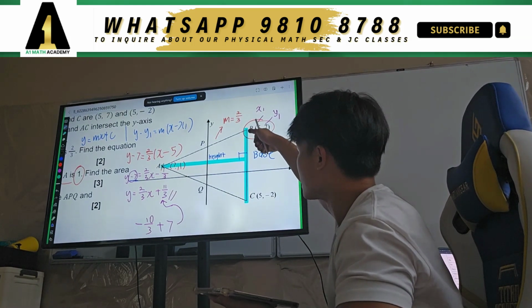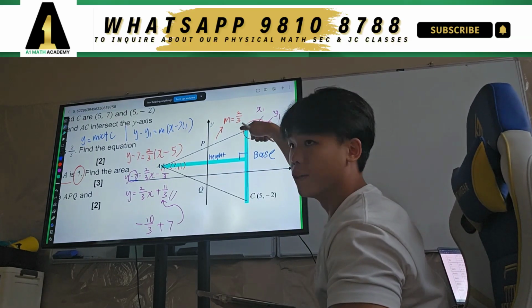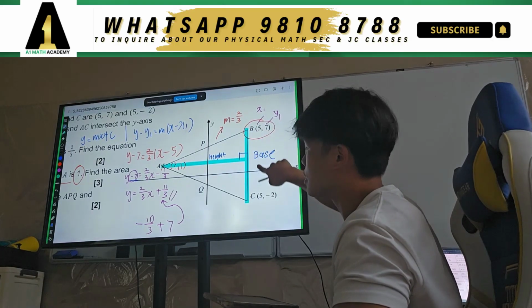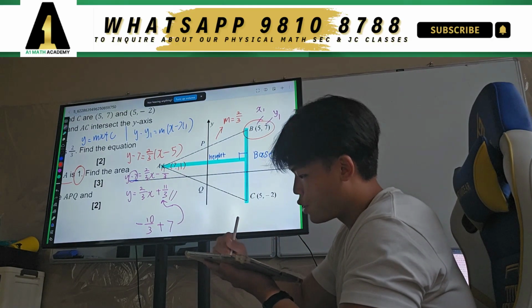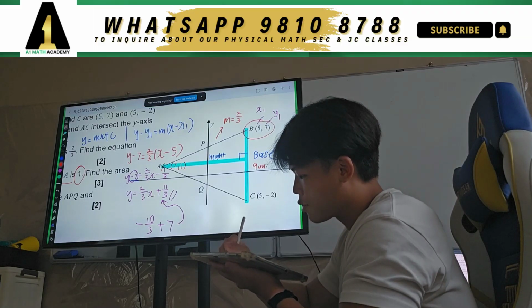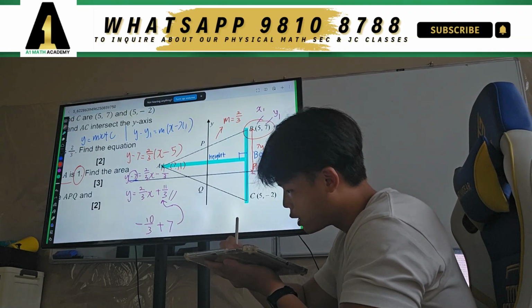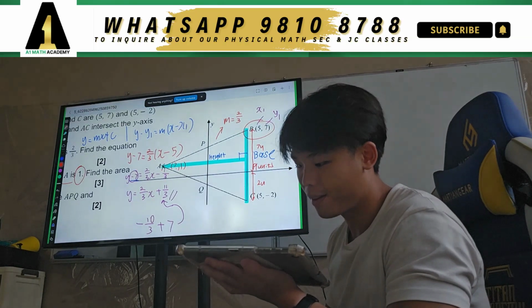So what's the length of the base? Here is 7, and here is minus 2. So the whole thing is how many units? 7 minus -2, which is 9 units. Because from here to here is 7 units, and from here to here is 2 units. So the whole base itself is 9 units.